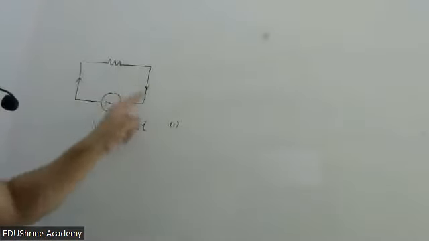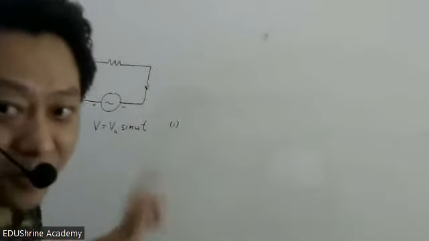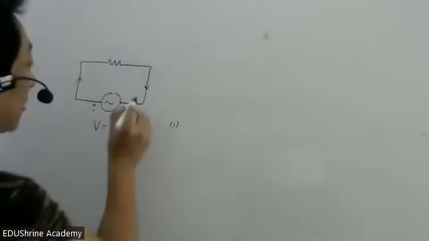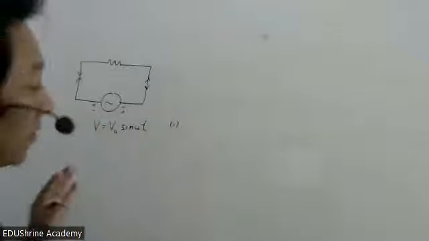Now, if I show the current this way, it means right now this is plus, this is minus. But remember, this is AC, so later it will change. This will become plus, this will become minus. So at that time current will flow this way. So there's no point showing the current, okay?